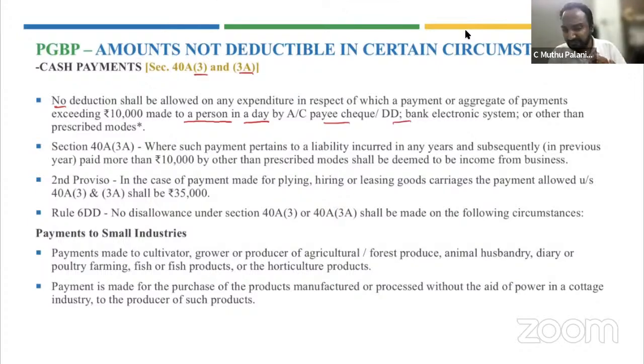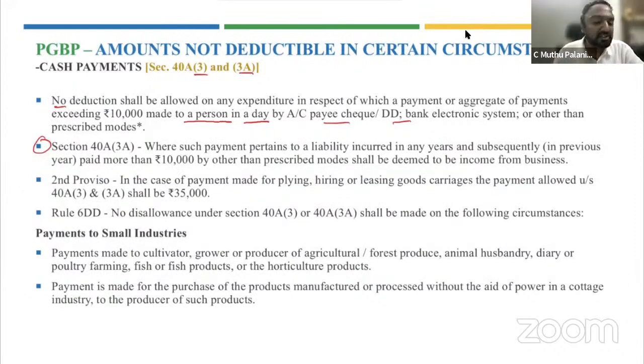Otherwise, what happens? Any expenditure exceeding 10,000 will not be allowed. So if you have spent 12,000, the 12,000 is not allowed, or rather, only 2,000 can be claimed as an expenditure. And 40A3, I leave it. 40A3A relates to the previous year. If it's the current year, it is 40A3.